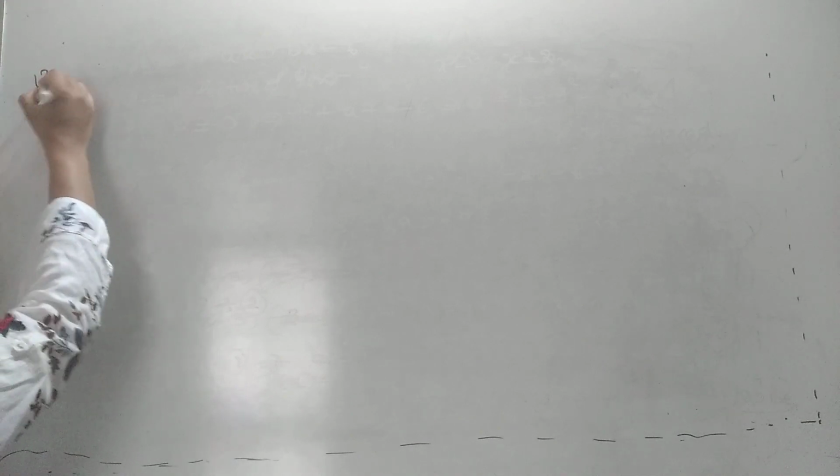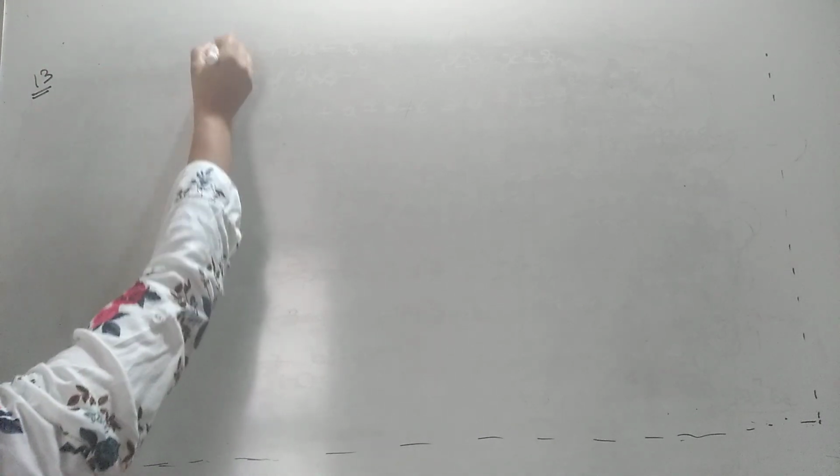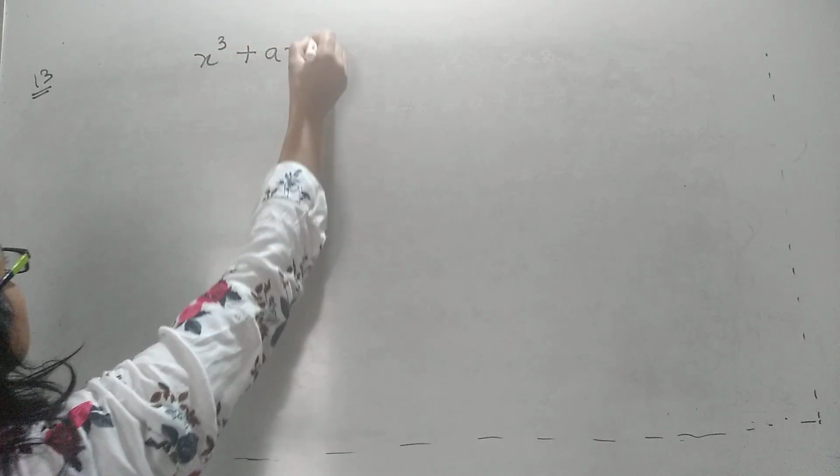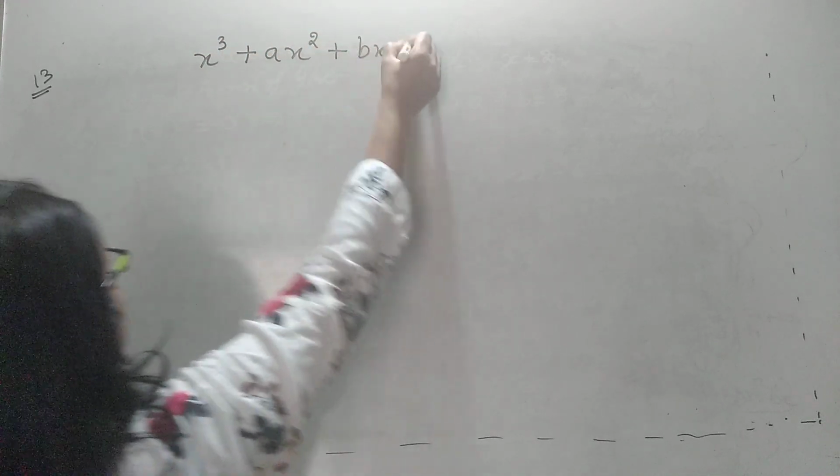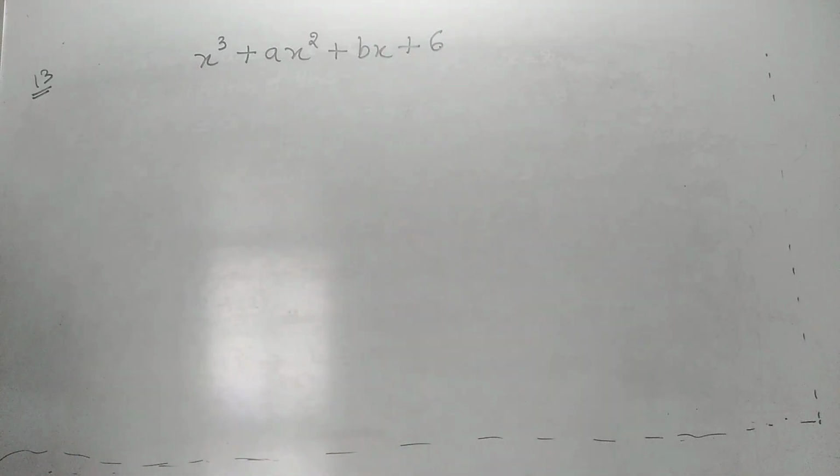Question number 13 and 22, both are similar type. I am doing the 13th question. It is a question where both factor theorem and remainder theorem will be used. In the 13th question, we are given one polynomial. We are given two things here. First of all, we are given that x minus 2 is the factor of this polynomial.